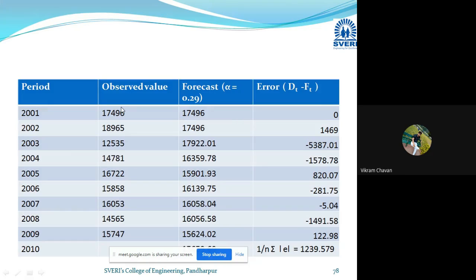As we mentioned in our solution, if the initial forecast is not provided, in that case we have to consider the initial period demand as the forecasted demand for that particular period. So here, initially, the observed value for 2001. Everyone with me? Have you written periods, observed values, forecast, error?